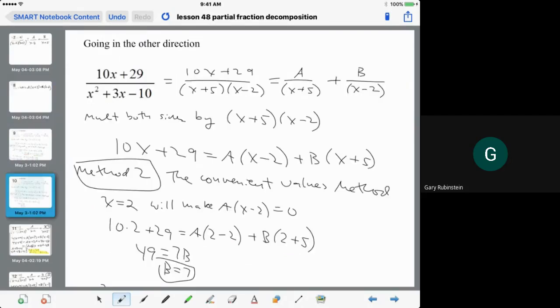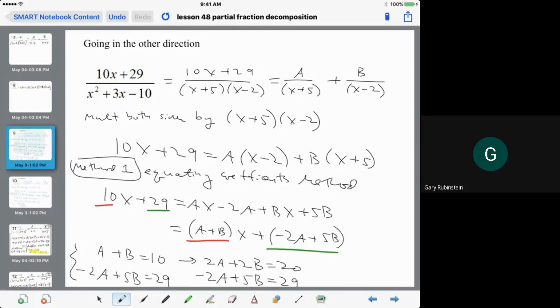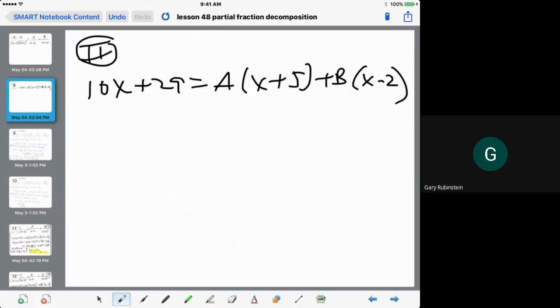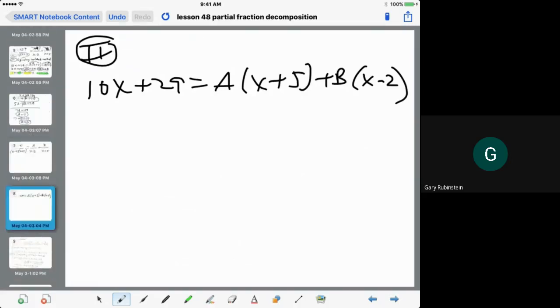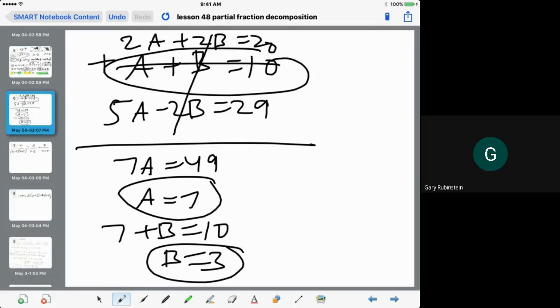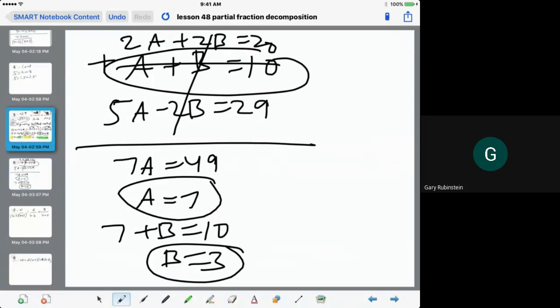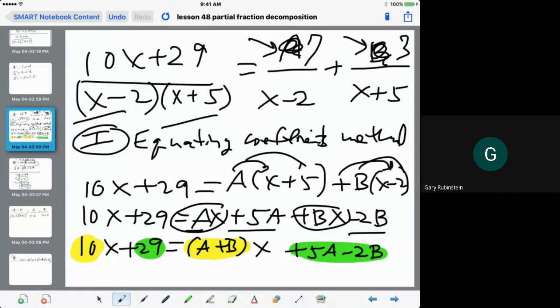So here you are: 10x plus 29 equals a times x plus 5 plus b times x minus 2. And remember, this came from... okay, let me not show you method number 2 yet. This came from multiplying both sides of the equation by x minus 2 times x plus 5.